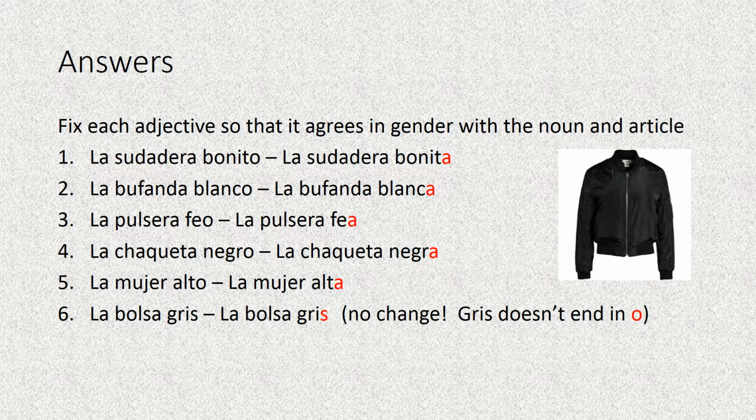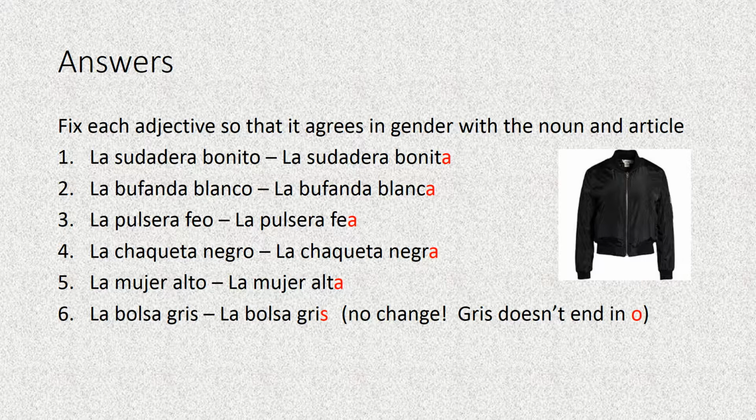All right, let's see how you did. So here we go. La sudadera bonito. We're going to change bonito to bonita because la sudadera is feminine. La bufanda, also feminine, so we got to change our O to an A. La bufanda blanca. La pulsera feo, since pulsera is all feminine there, we got to change feo to fea. Number 4, la chaqueta, that's feminine, so we got to change negro to negra.